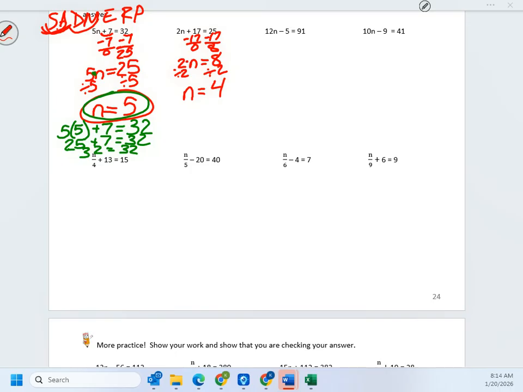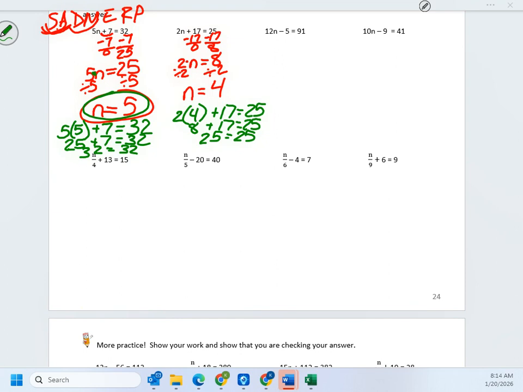So now I'm going to plug it back into my equation to see if I did my math right. 2 times 4 plus 17 equals 25. 2 times 4 is 8, plus 17 equals 25. 8 plus 17 is 25. And that balances out. 25 truly does equal 25.